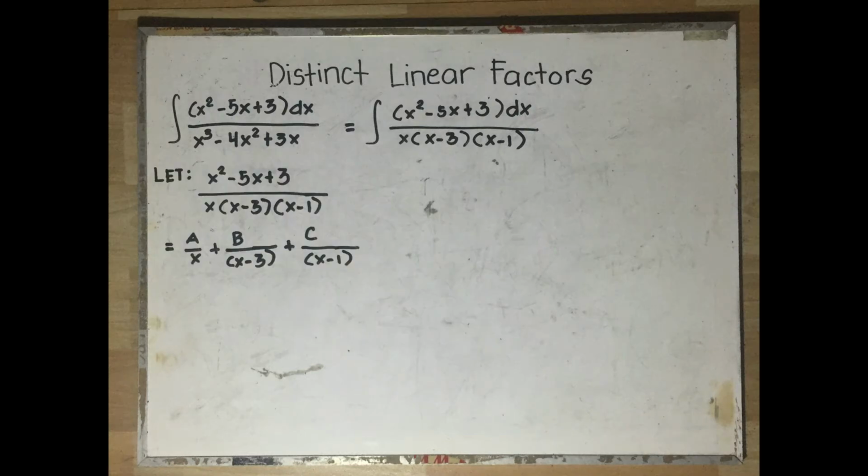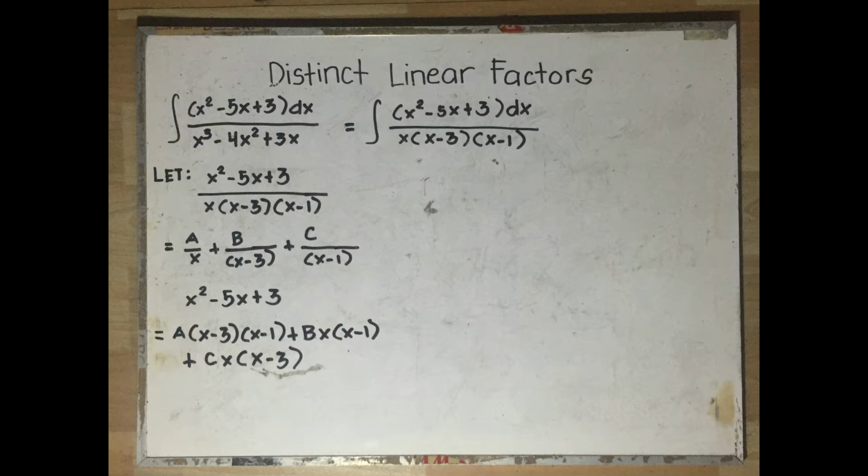Let (x² − 5x + 3) over x times the quantity of x − 3 times the quantity of x − 1 be equal to a over x plus b over the quantity of x − 3 plus c over the quantity of x − 1. Therefore, x² − 5x + 3 equals a times the quantity of x − 3 times the quantity of x − 1, plus b times x times the quantity of x − 1, plus c times x times the quantity of x − 3.